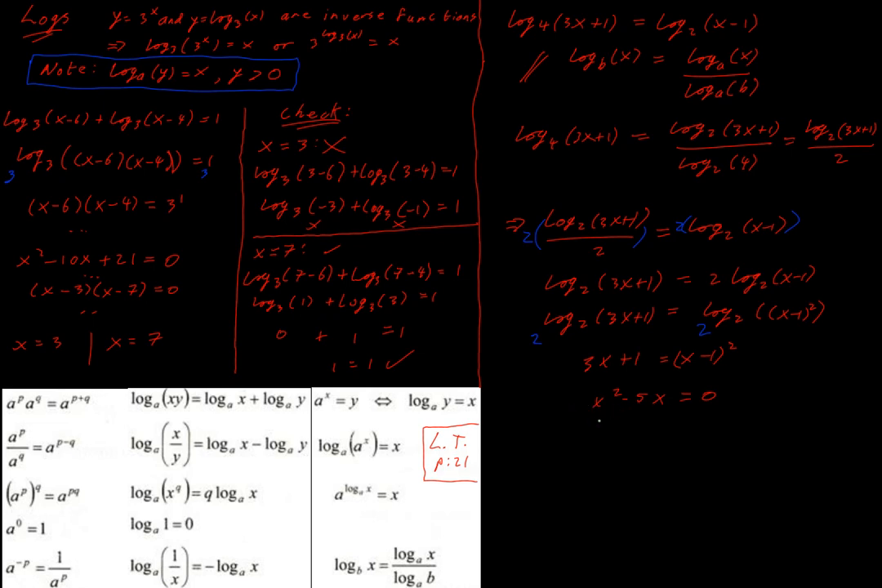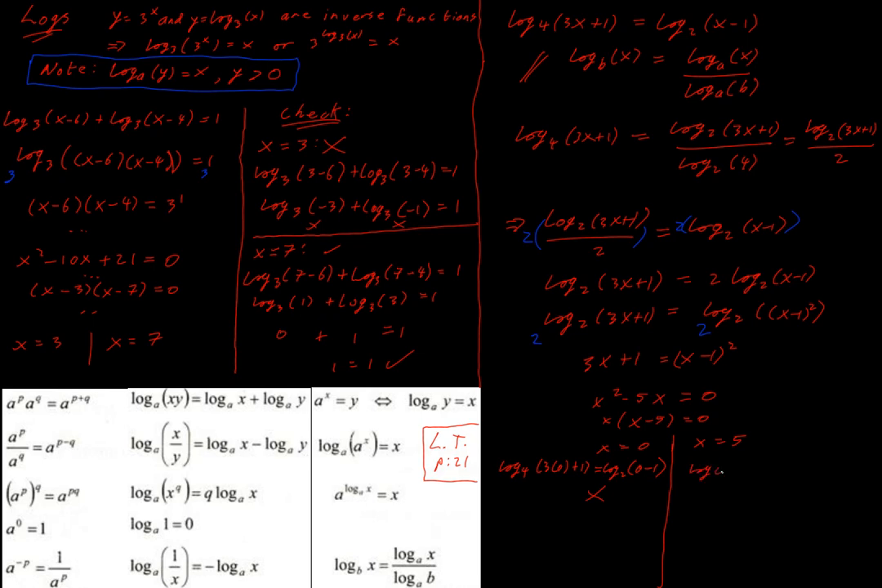I always look for my common factor first, so I'm going to get x times x minus 5 is equal to 0, so x is equal to 0, or x is equal to 5 when I rearrange. And I need to do my tests. I need to check both possible solutions. So I have log to the base 4 of 3 times 0 plus 1 is equal to log to the base 2 of 0 minus 1. This solution does not work. I end up with log to the base 2 of minus 1.